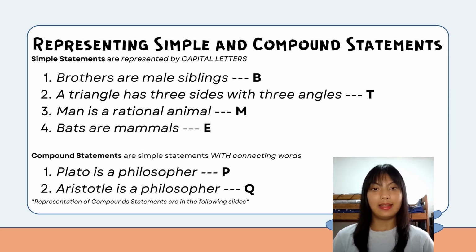Compound statements, on the other hand, are statements that have connecting words. Basically, two simple statements are connected by connecting words. To easily understand, let's put it into practice. We have two simple statements represented by their own capital letters. Plato is a philosopher, represented by the capital letter P, and Aristotle is a philosopher, represented by the capital letter Q. It can now be understood that we're talking about these two statements, but only with the use of letter P and letter Q.